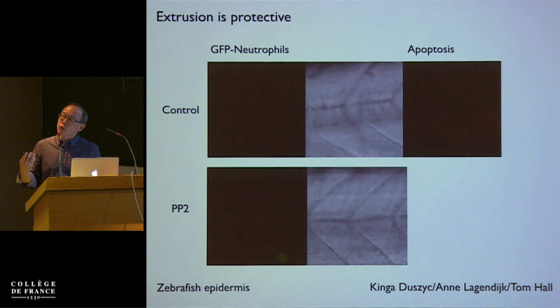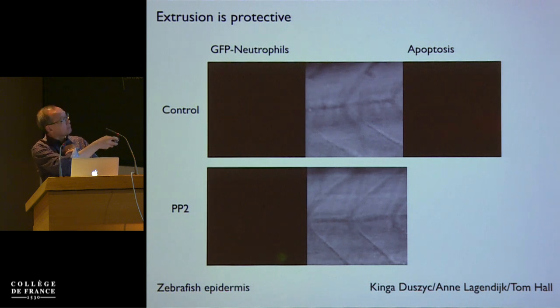And indeed, it is protective. One observation that suggests it is protective comes from this experiment that King has done. What she's done here is take zebrafish that have been engineered to have neutrophils marked with GFP. She's going to injure the skin epithelium, I think somewhere around about here, and first of all, she's going to look to see whether any neutrophils come.